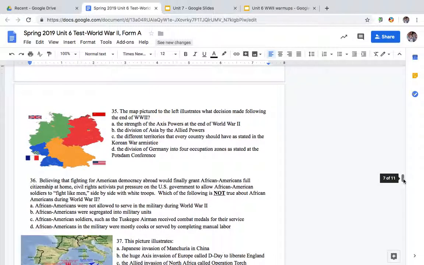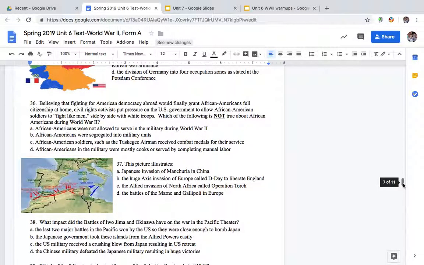Number 35. The map picture to the left illustrates what decision made following the end of World War II. A. The strength of the Axis powers at the end of World War II. B. The division of Asia by the Allied powers. C. The different territories that every country should have as stated in the Korean War Armistice. D. The division of Germany into 4 occupation zones as stated in the Potsdam Conference.